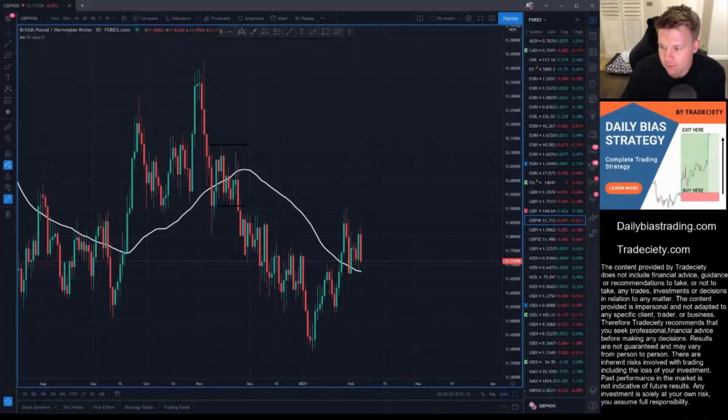Heathcliff, yeah, the daily bias is a complete strategy. Everything that you need. All rules, entry rules, whatever rules.